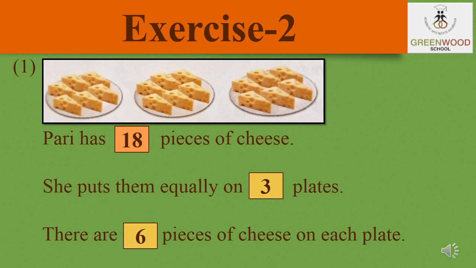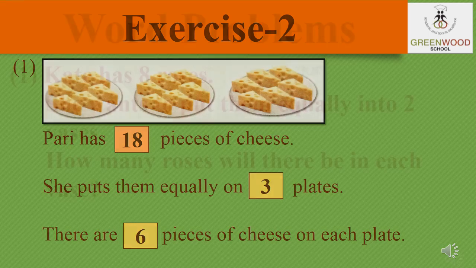She puts them equally on dash plates. How many plates can you see? 1, 2 and 3. So there are 6 pieces of cheese on each plate.